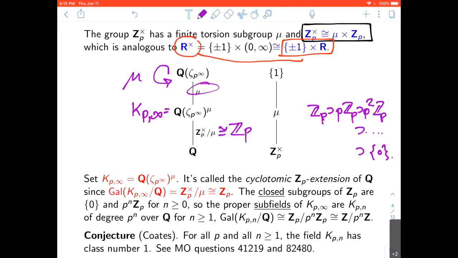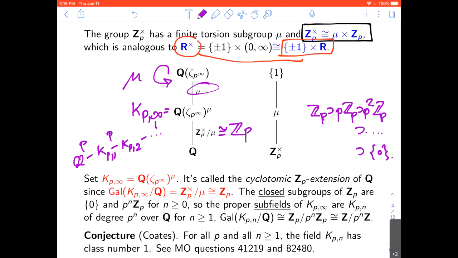And so what that means is, aside from 0, every closed subgroup is open in Z_p, and therefore, aside from the top field, K_p infinity, every subfield other than the whole field is a finite extension of Q, of degree 1, p, p squared, p cubed, and so forth. So you have this tower of fields, Q, K_p1, K_p2, and so forth, each of p-power degree. Okay, and their union is the whole thing. So their union, in fact, is exactly that.